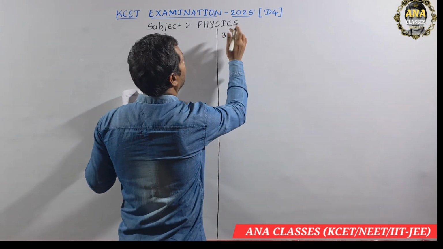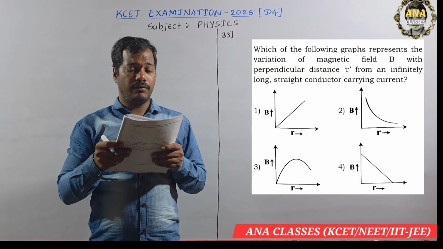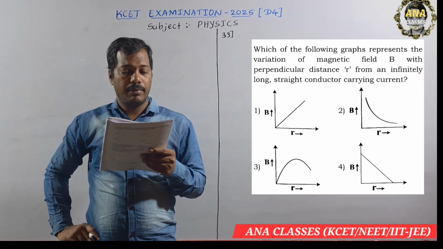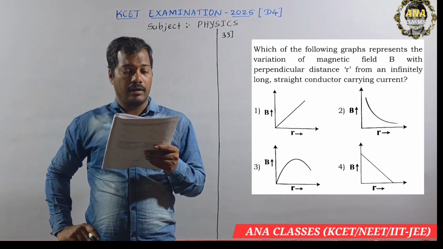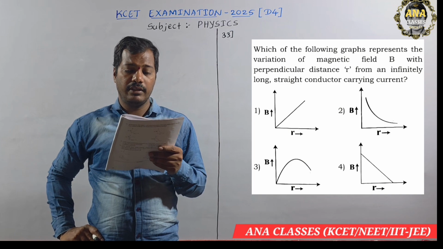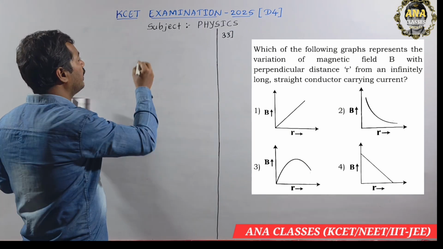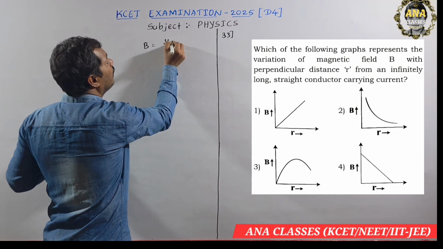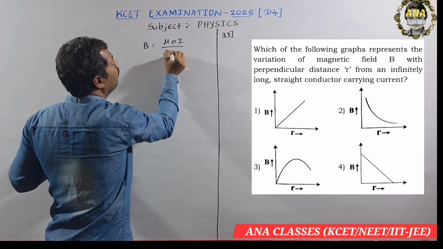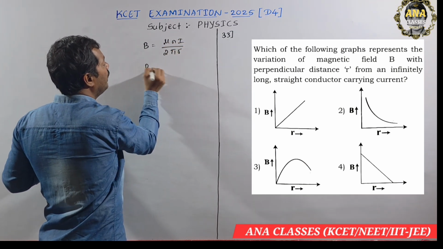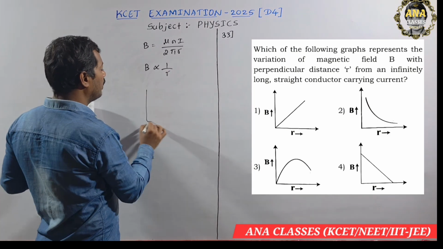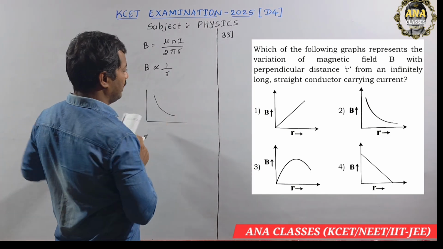Now question number 33. Which of the following graphs represents the variation of magnetic field B perpendicular to the R from the infinite long straight conductor carrying current? A straight conductor magnetic field formula is equal to what? Mu naught into N into I divided by 2 pi R is our formula. So B is inversely proportional to R here. So the graph is like this.